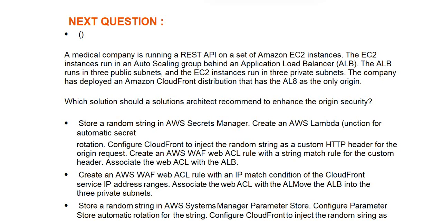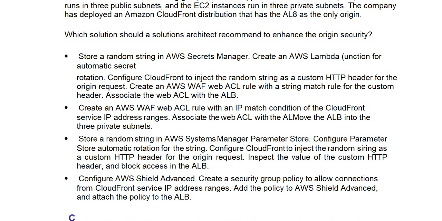Which solution should a solutions architect recommend to enhance the origin security? And the options are: Option A, store a random string in AWS Secrets Manager. Create an AWS Lambda function for automatic secret rotation. Configure CloudFront to inject the random string as a custom HTTP header for the origin request. Create an AWS WAF ACL rule with a string match rule for the custom header. Associate the WAF ACL with the ALB.